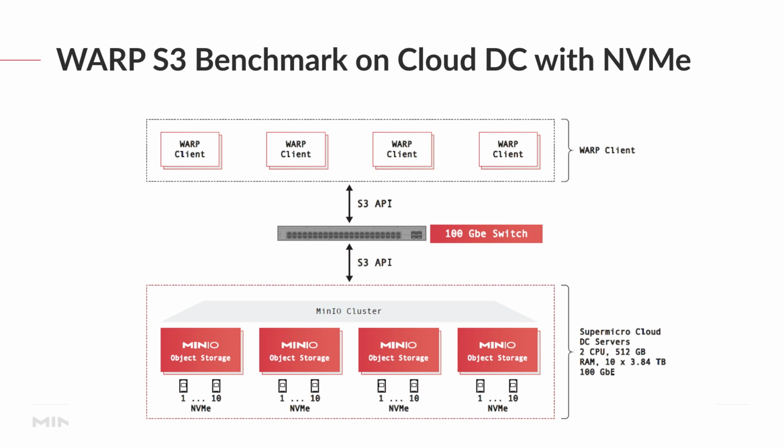And when we ran these tests, this was our configuration. We had 4 warp clients. We had a 100 gigabit Ethernet switch in between the clients and the MinIO cluster. And the cluster was 4 CloudDC servers, each with 2 CPU, 512 gigs of RAM, and 10 3.84 terabyte NVMe drives, all connected over 100 gigabit Ethernet.